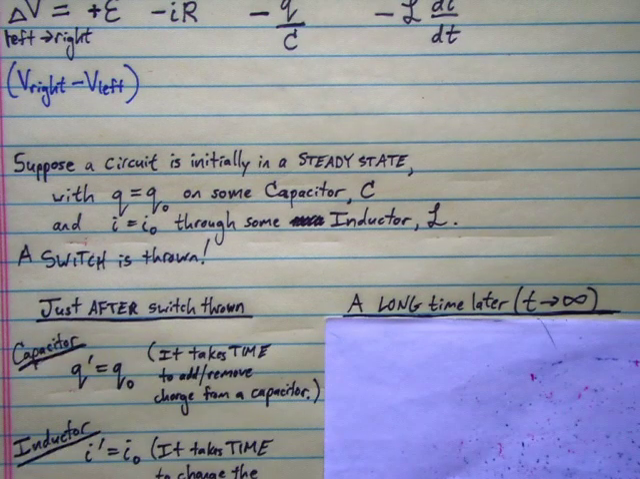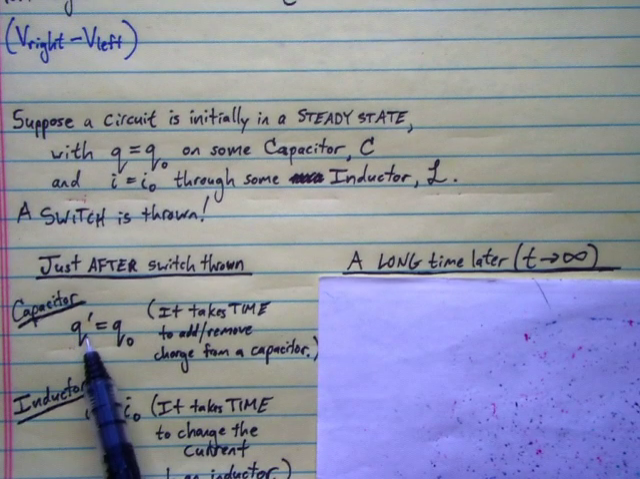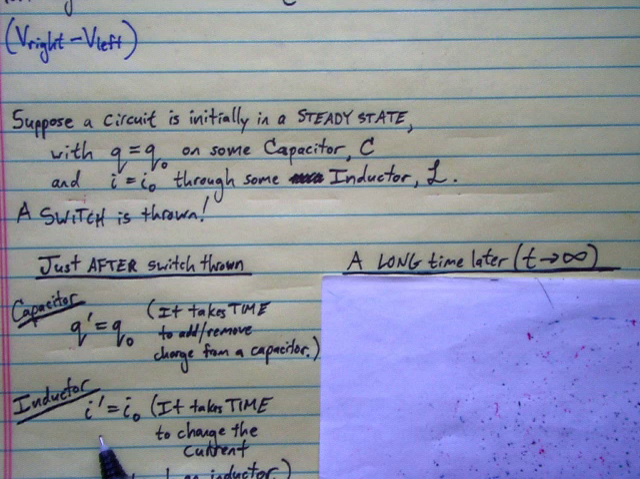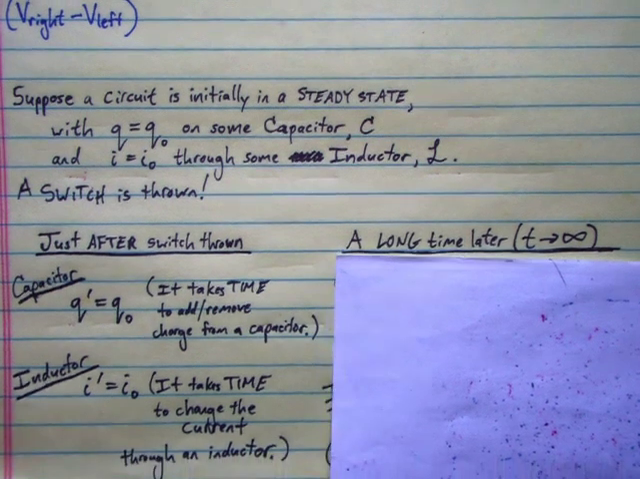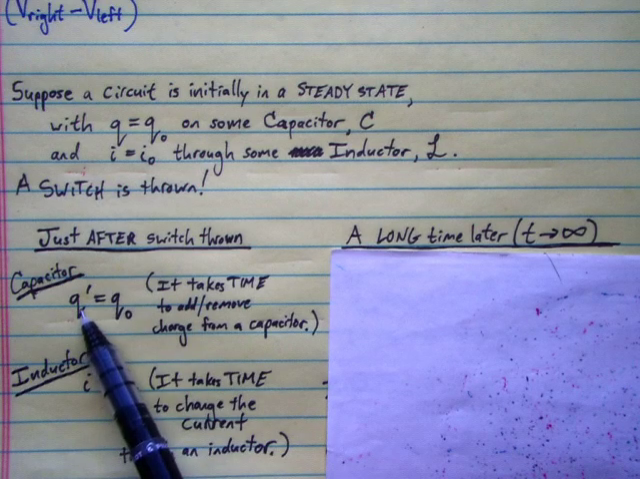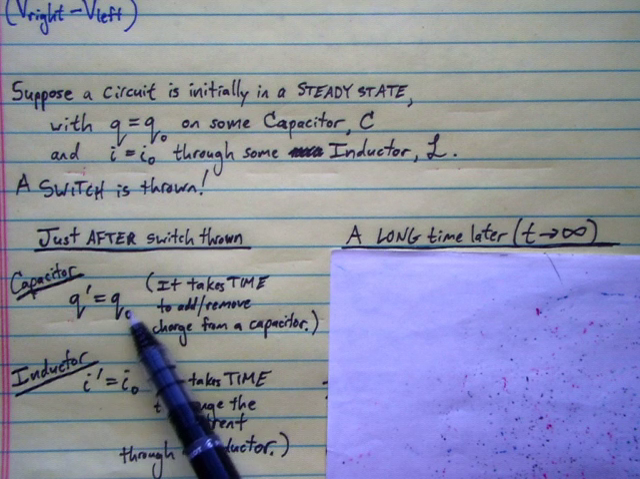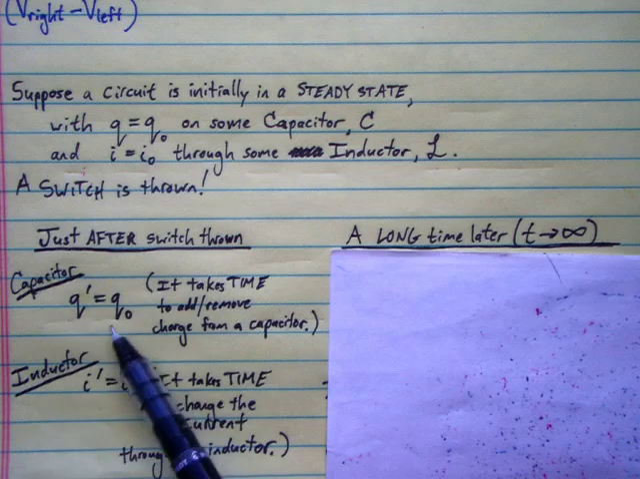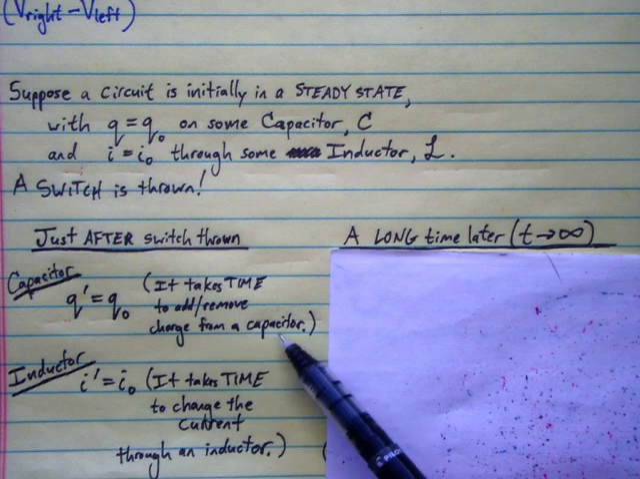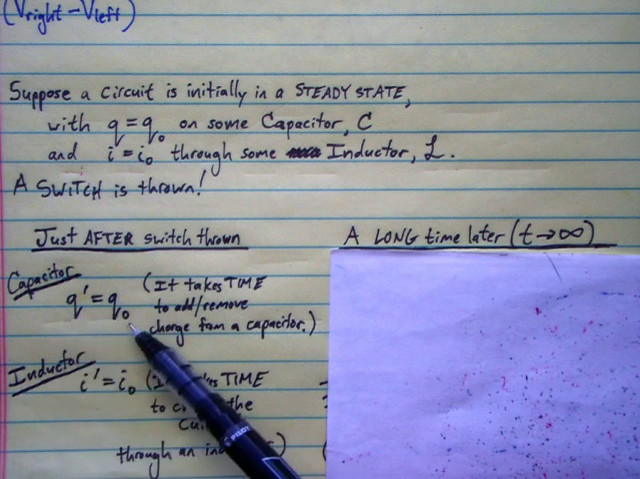So just after the switch is thrown, Q prime will be the charge on the capacitor. Just after the switch is thrown, I prime will be the current through your inductor. And the point here is that the charge on the capacitor just after throwing the switch is equal to the charge on the capacitor just before throwing the switch. It cannot change instantly. It takes time to add or remove charge from a capacitor. So if you instantly throw a switch, the charge hasn't changed yet. That's going to take some time.